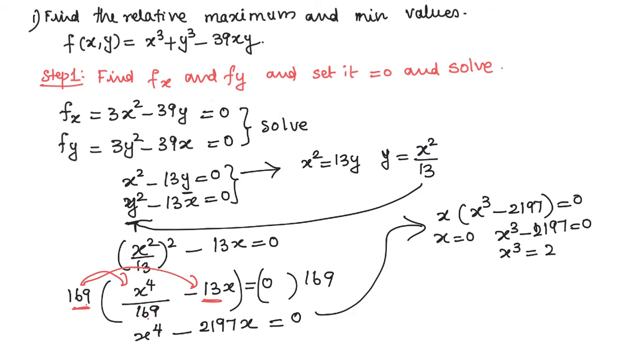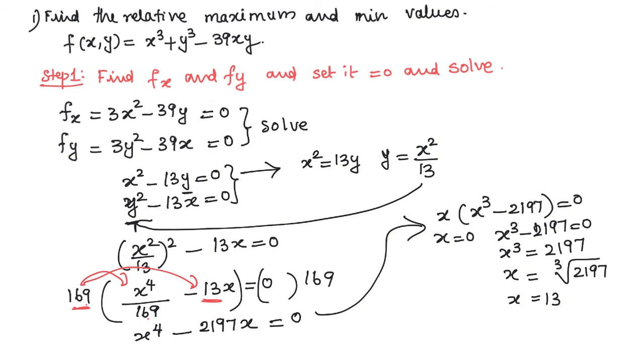So x cubed equals 2197, x equals the cube root of 2197. You can use the calculator to find that. So x equals 13. So I got two critical values here. Critical values will be at x equals 0 and x equals 13.